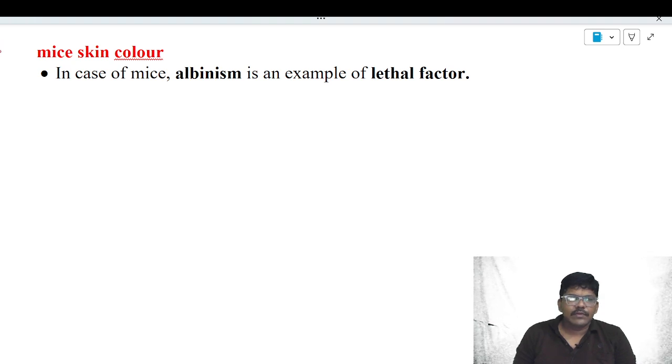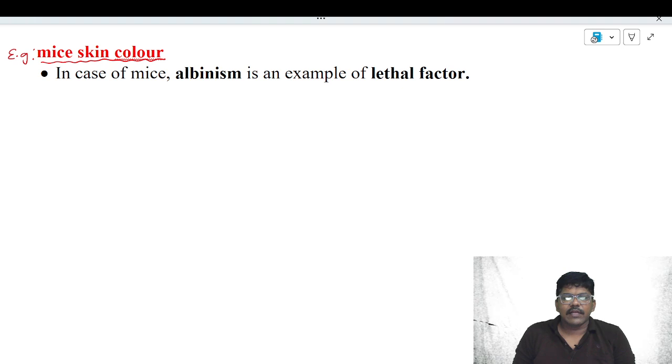If you did not see the video related to lethal genes, please watch that video first. After that, you can come and see the examples of lethal genes.